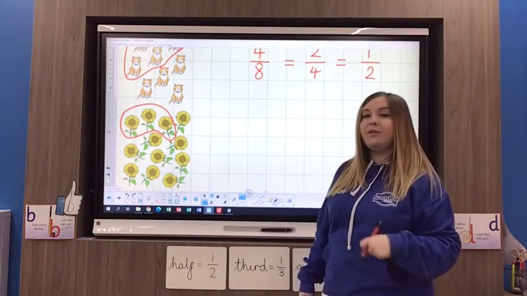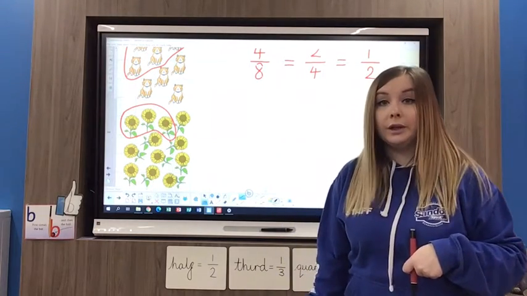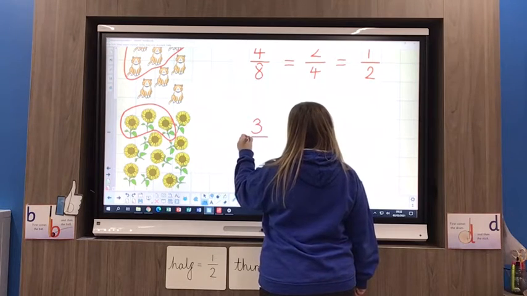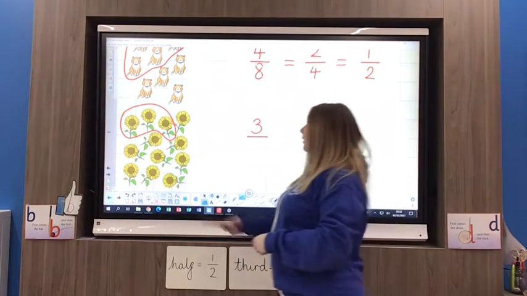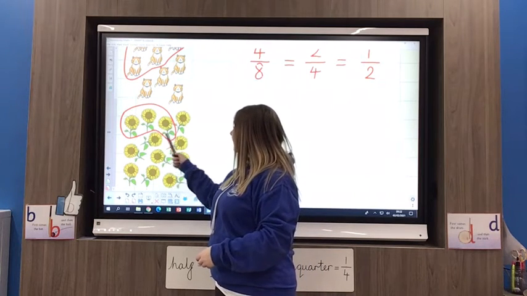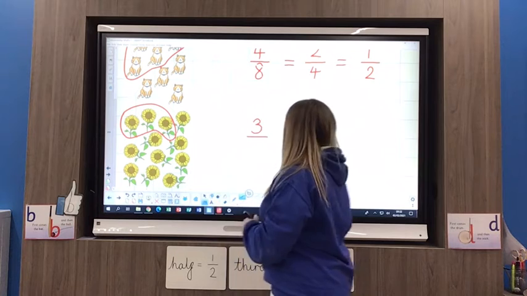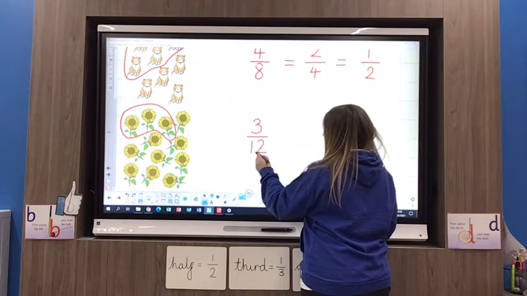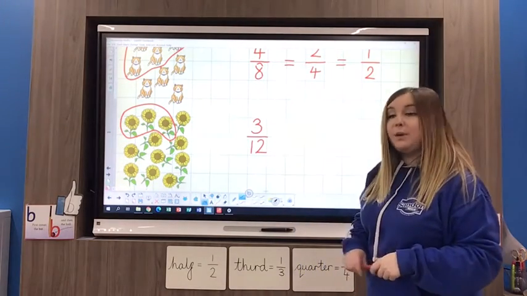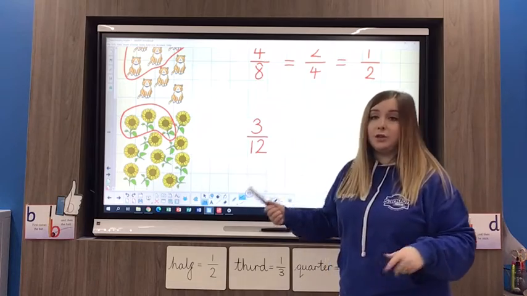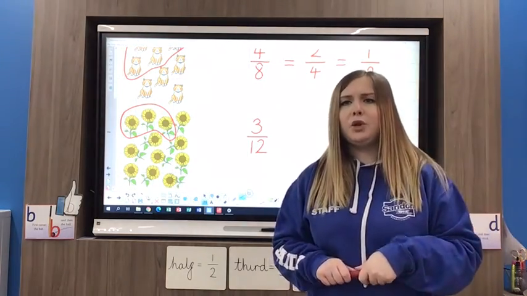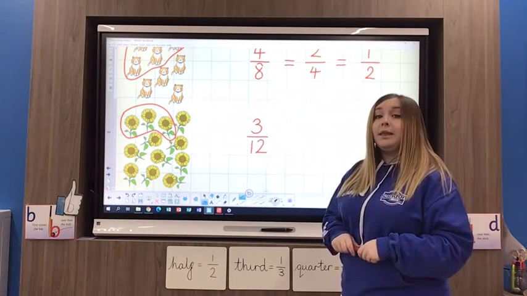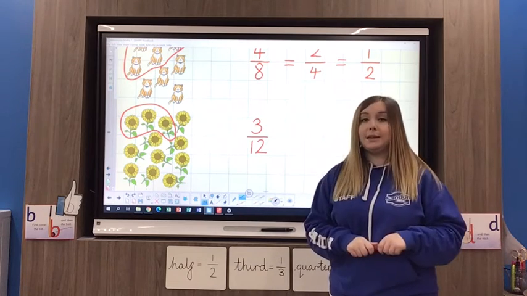Okay, so how many of my sunflowers are circled? There's 3, brilliant. And how many are there all together? 1, 2, 3, 4, 5, 6, 7, 8, 9, 10, 11, 12. Now, because both of these numbers aren't in my 2s, I can't use my 2s to make my fraction a little bit easier. But are both of those numbers in my 3s? They are. So, let's see if we can count in 3s until we get to 3.